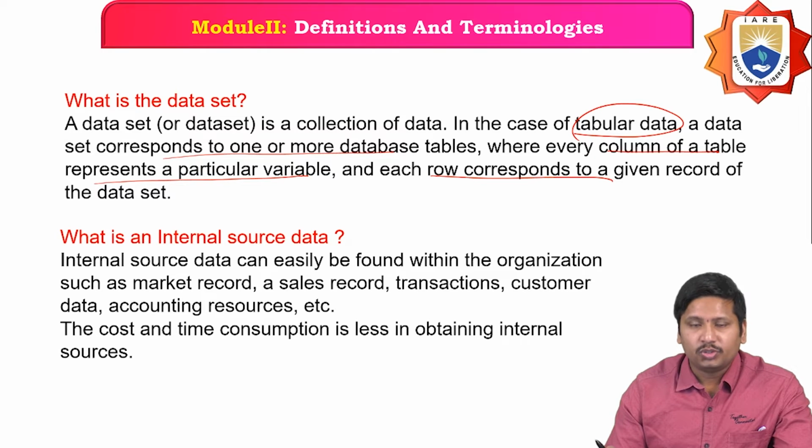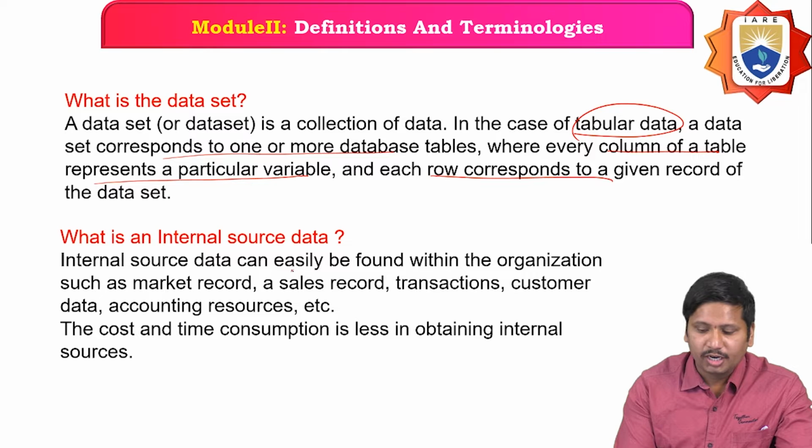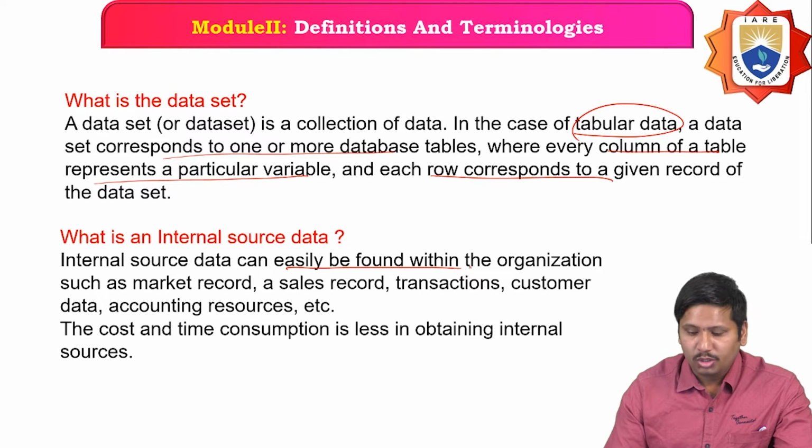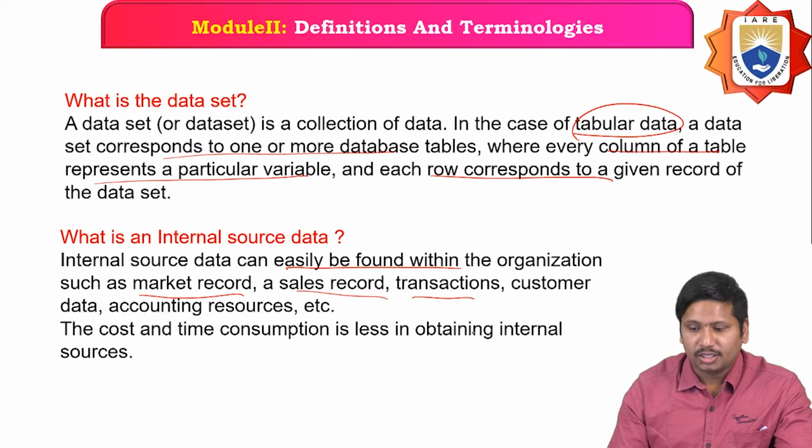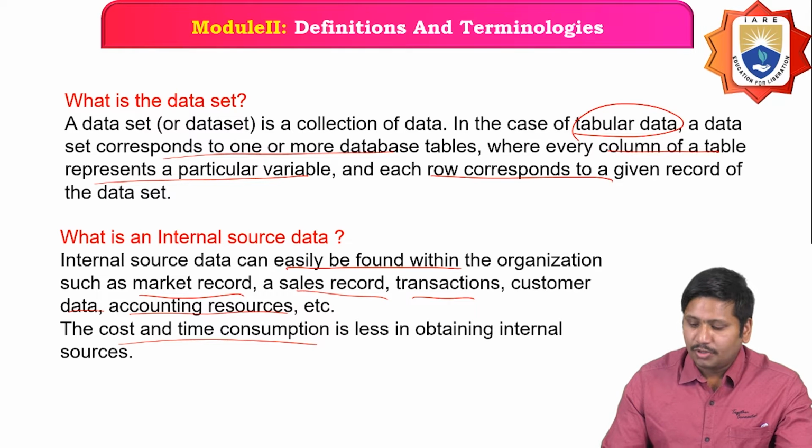And what is an internal source of data? Internal sources of data can be easily found within the organization, such as market records, sales records, transactions, customer data, and accounting resources. These are some examples of internal sources of data. The cost and time consumed in obtaining internal sources are also less.